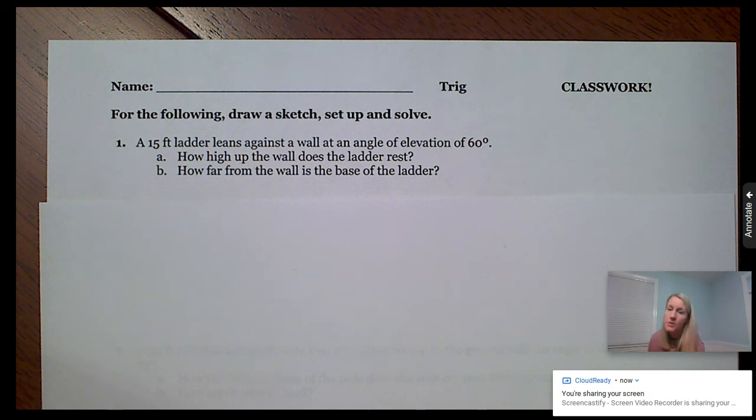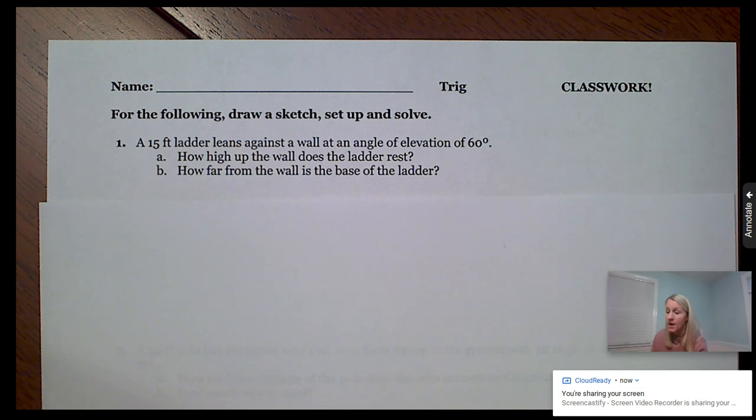So for each problem, I will help you set up the triangle. The first thing you always want to do is draw a sketch, because that's going to help you visualize what you have. And then we're going to set up an equation and solve it. I do have a calculator with me. I'm obviously going to do the work out with you for these ones, but you will need a calculator when you're doing a few. The one on your phone should be fine. So just as a heads up.